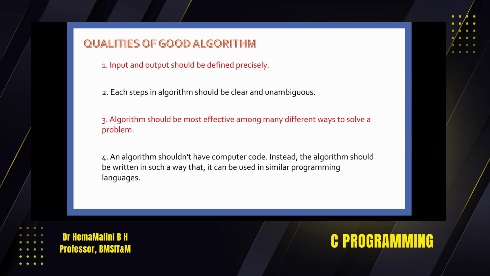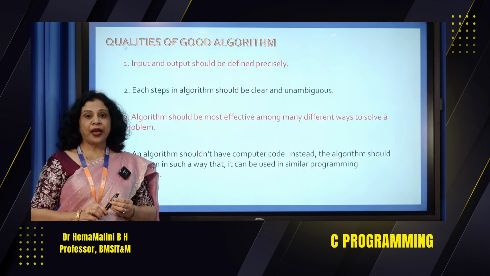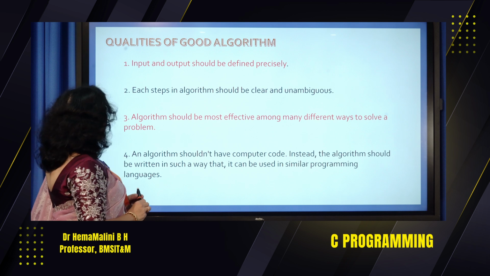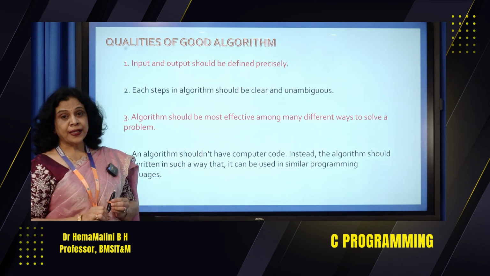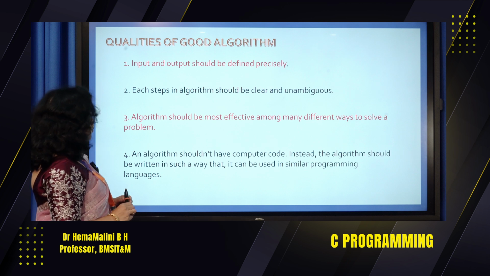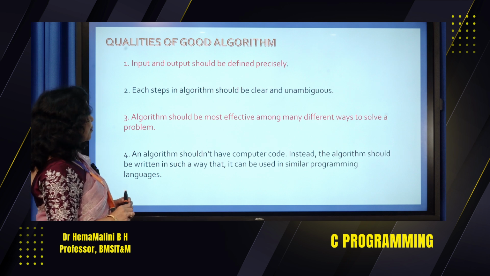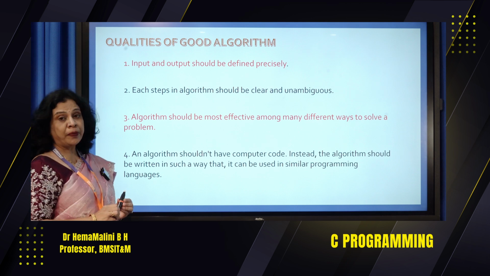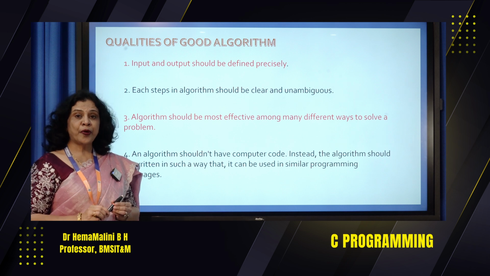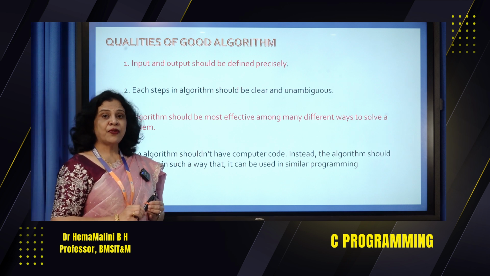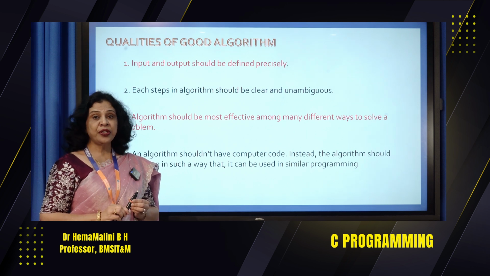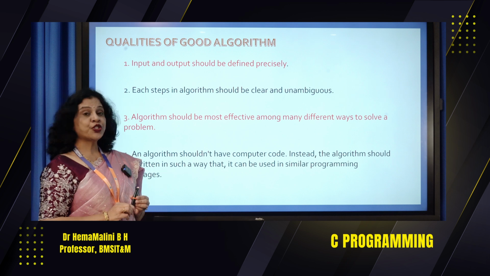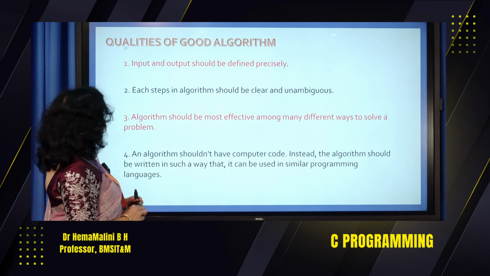So let's see what are the qualities of a good algorithm. Input and output should be defined precisely. Each step in an algorithm should be clear and unambiguous. This is very important. All the steps we define have to be very clear and there should be no confusion in the steps. It has to be unambiguous.